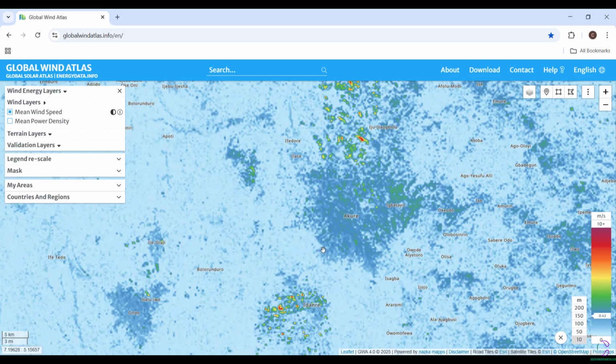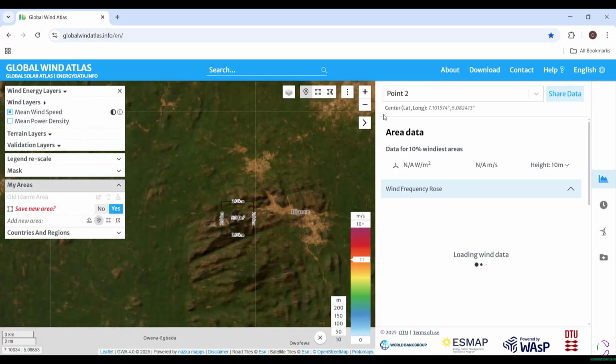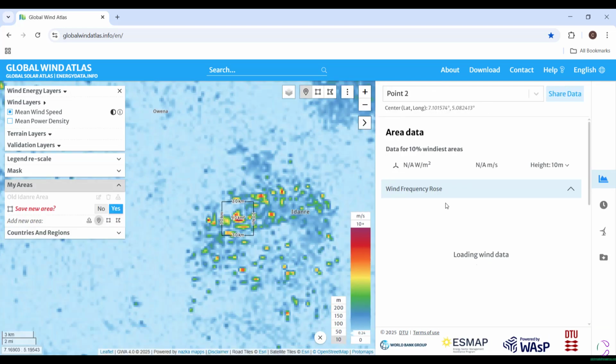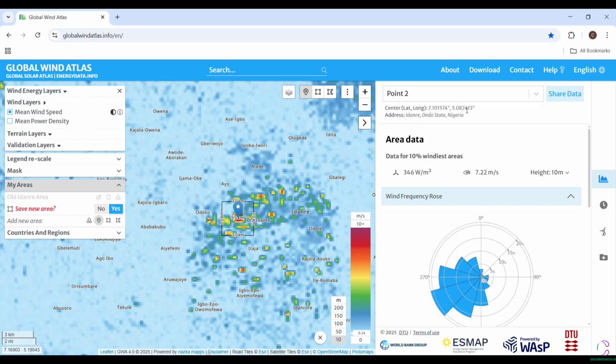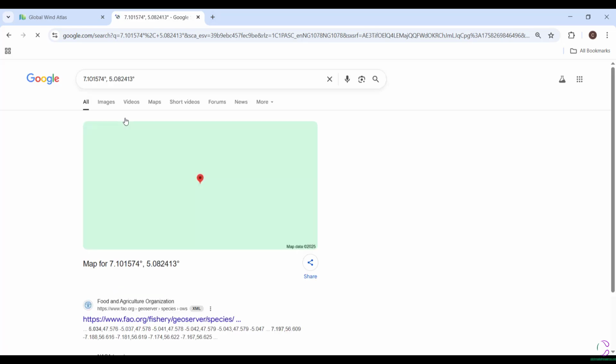So that's basically it. So here you can always go and toggle on and off any location of interest and see what pops up. So once you select it, you see here the coordinates Idare. So you can actually copy these coordinates. So when you search it on Google Maps, it will locate it for you.